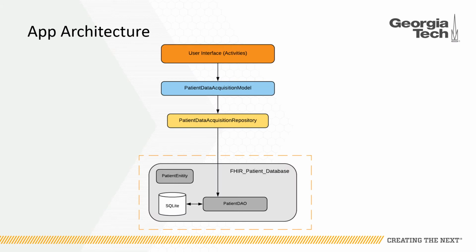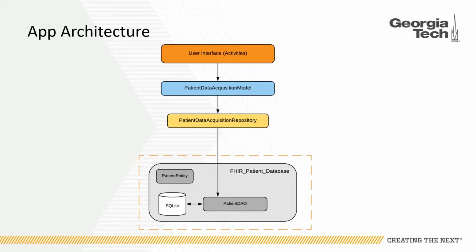The architecture for the FHIR patient data acquisition app was designed using common and recommended architectural principles for Android, such as separation of concerns. The user interface dictates what the user sees and handles the user interaction to the screen. The UI will display data and forward on the UI events to the model. The patient data acquisition model holds all the data needed for the UI and acts as a communication between the repository and the UI. The patient data acquisition repository will function as the API for the UI to communicate. This repository will also manage the data sources.